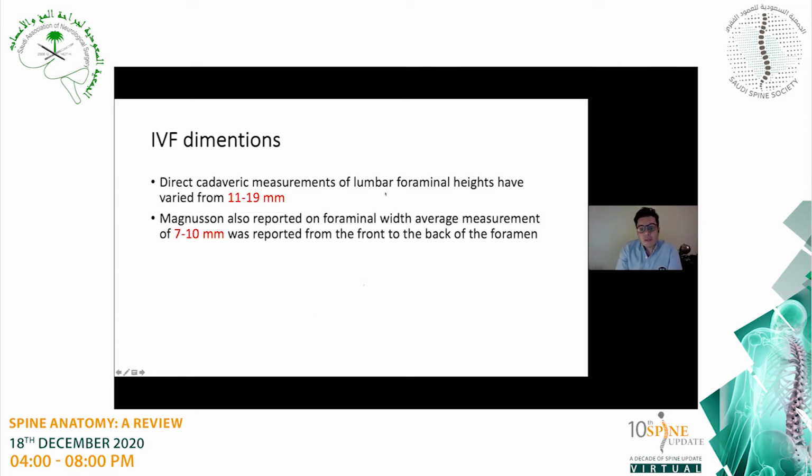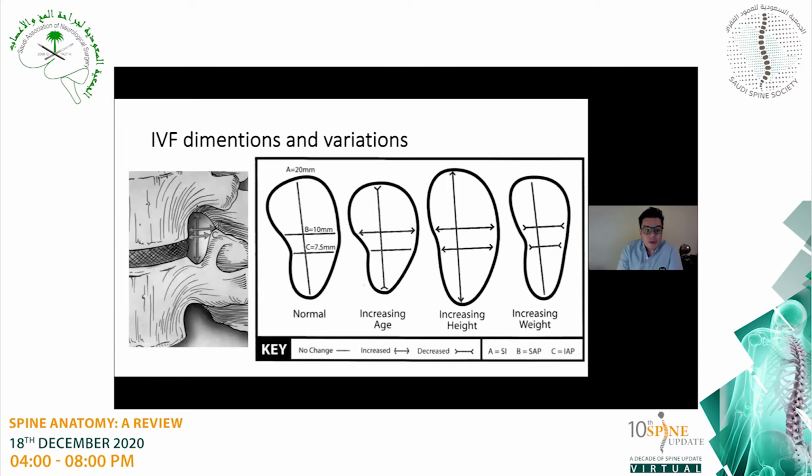Direct measures of the foraminal height varied between 11 to 19 millimeters, and the width, anterior and posterior, varies between 7 to 10 millimeters. This dimension changes with different people and pathologies. With increasing age, because the discs become dehydrated, there is a drop in the superior and inferior diameter and hence decreasing height. In tall people, the height of the foramen can increase, while in obese people, the width of the foramen can decrease.